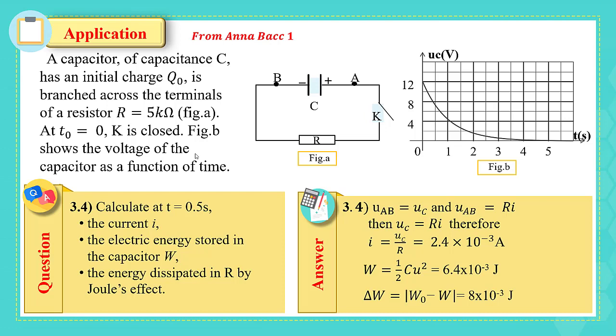So till now we've calculated the energy stored in the capacitor at time t equal to 0. But in order to find the energy dissipated in R by Joule's effect, or in other words, the energy given by the capacitor to the resistor, I have to subtract the remaining energy stored in the capacitor at time t equal to 0.5 seconds from the total energy stored in the capacitor initially. This will give the energy given to the resistor by the capacitor, which is 8 times 10 to the power minus 3 joules.